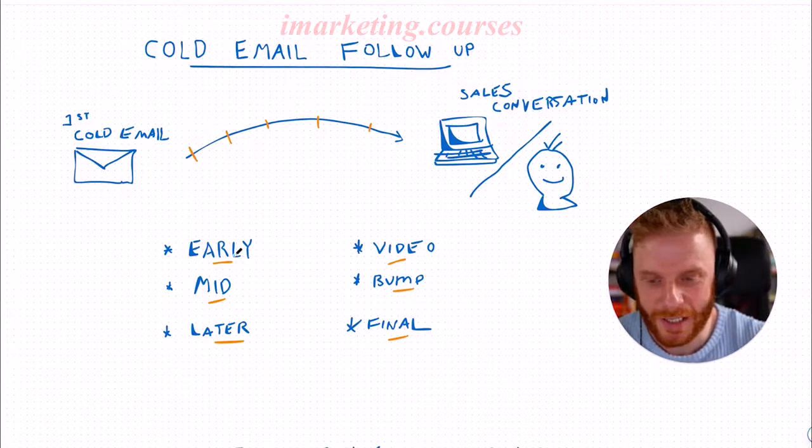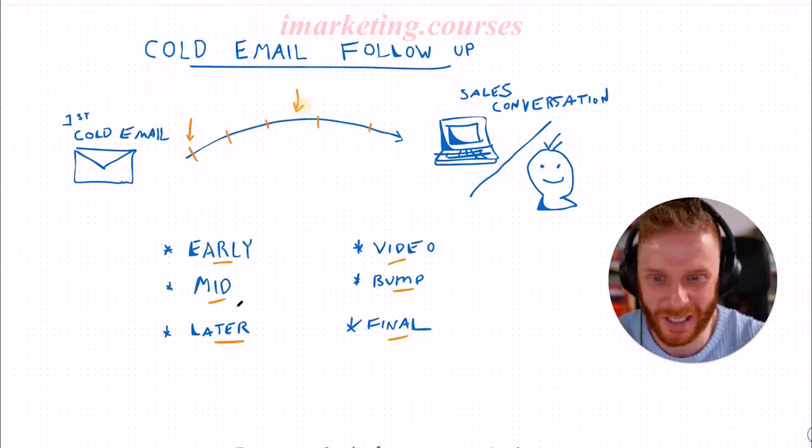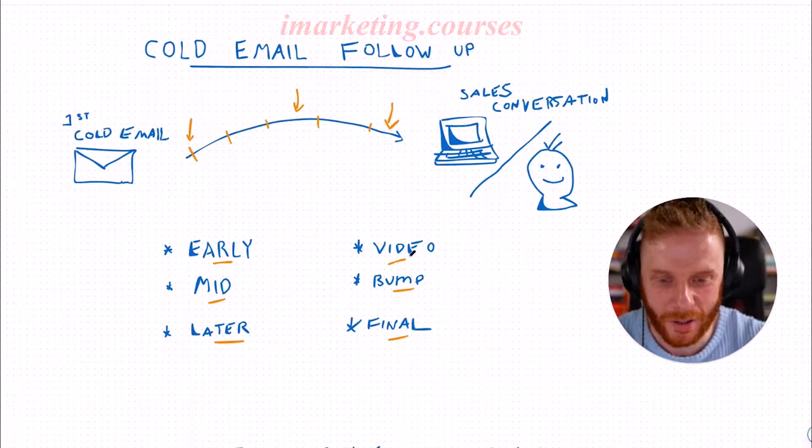So just like the name suggests, the early emails are generally better for sending earlier. The middle ones are generally better for sending in the middle. And these later ones are generally better for towards the end of the sequence. Now, what about these other options? These are just extra options that you could put in here.